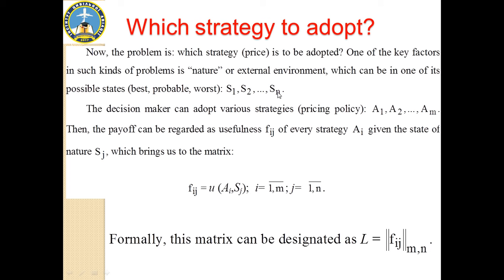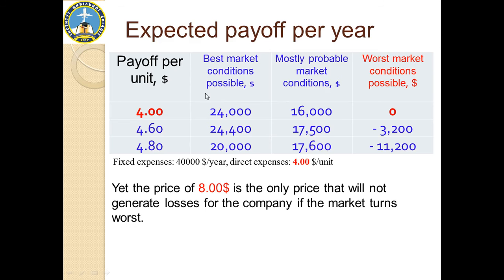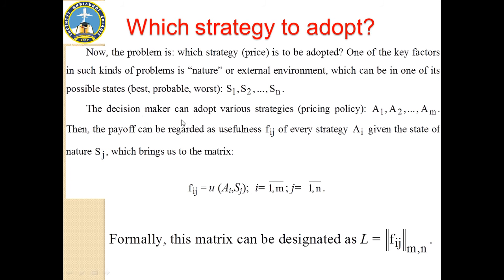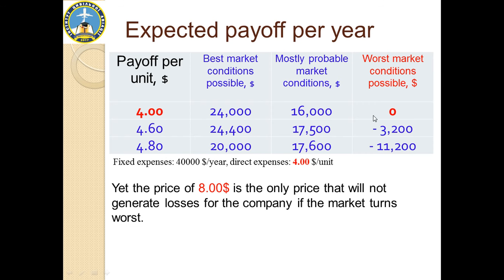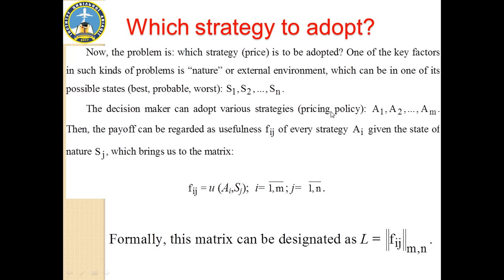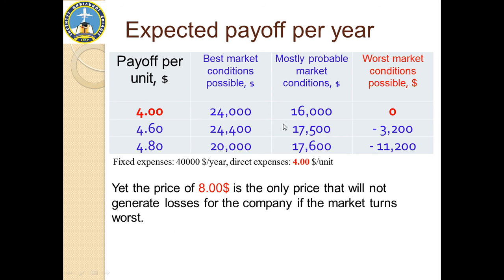So the decision maker can adopt various strategies. Pricing policy. We denote these pricing policies as strategies. A sub 1, A sub 2, A sub m. A sub 1, A sub 2, A sub n. So we denote states of nature as capital S, and we denote the strategies by A sub 1, A sub 2, A sub 3, and so forth.